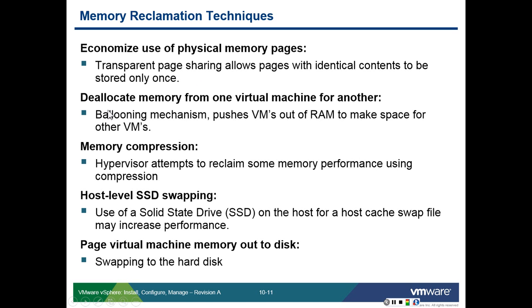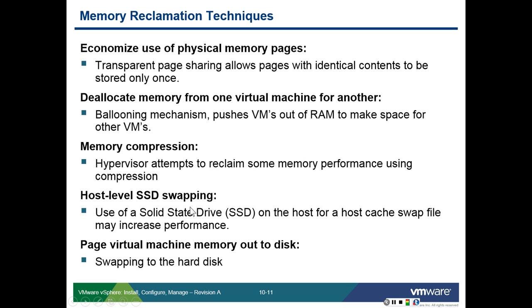A second memory reclamation technique is to deallocate memory from one virtual machine to another. And this is what they call the balloon mechanism. A balloon driver pushes certain virtual machines out of memory to make memory for other virtual machines. Memory compression is where the hypervisor seeks to reclaim memory by using compression, and this is like pkzip, but whereas pkzip is done on the hard disk, this memory compression is done in the RAM of the ESXi host.